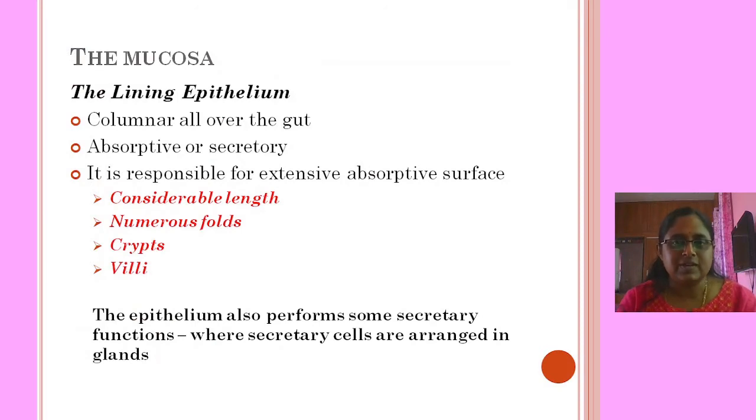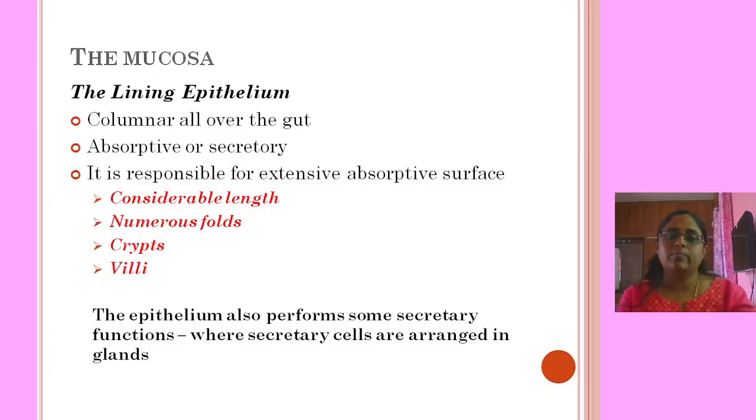Here comes the first or the innermost lining, the mucosa. In the mucosal lining, the first layer is the lining epithelium. It is mainly made up of the columnar cells, and these columnar cells are present throughout the gut. The main function of these columnar cells is absorption or secretion.